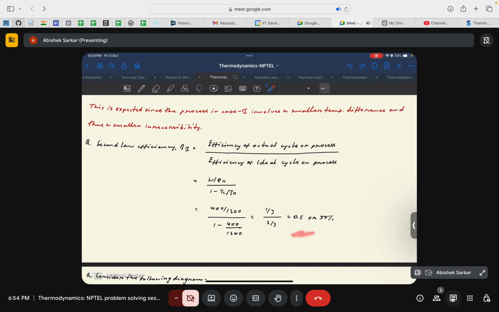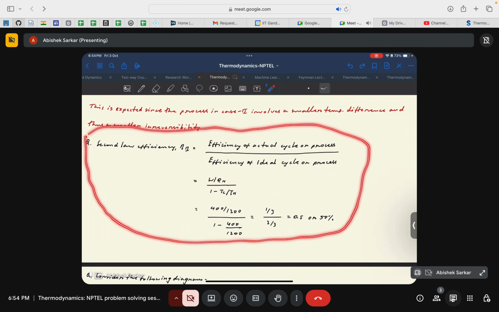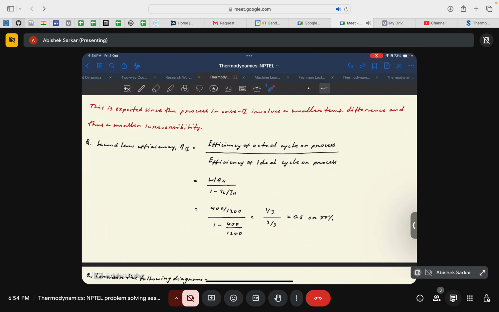It's actually not that difficult to evaluate, but since we have not discussed this concept in the class, I thought it would be better if I take this example myself.